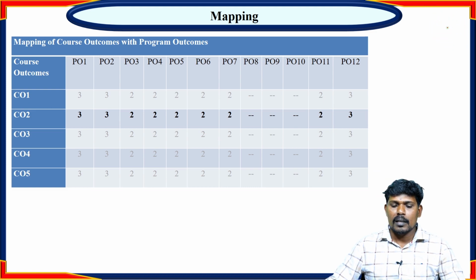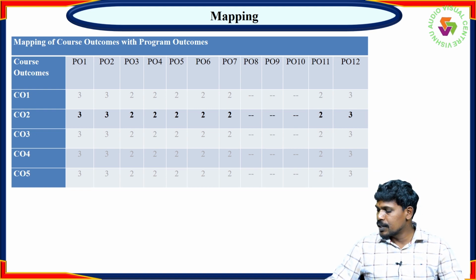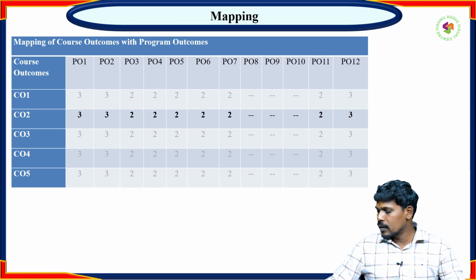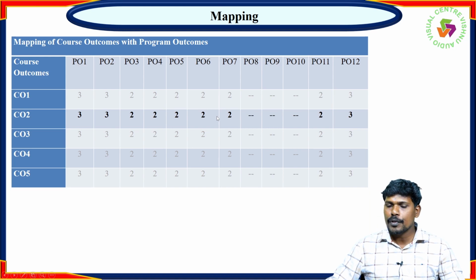PO5, modern tool usage, is also helped, with a rating of two. PO6 is the engineer and society, the design related problems and society related problems. This unit will also contribute in that. PO7 is environment and sustainability, PO8 is ethics, and PO9 is individual and teamwork.